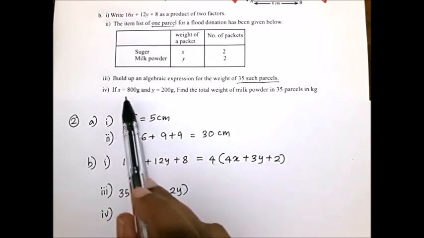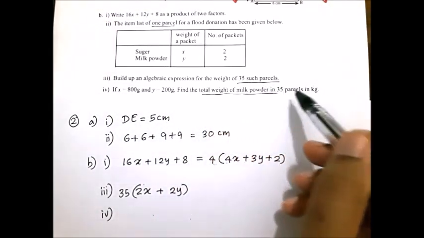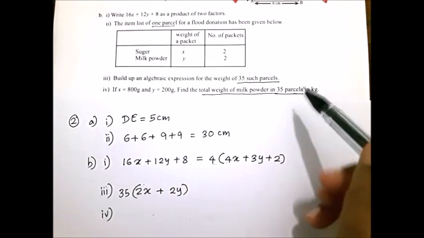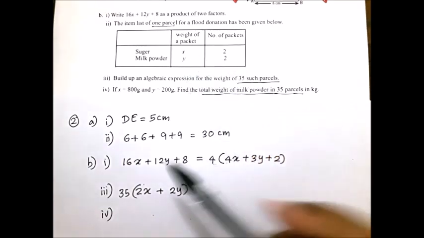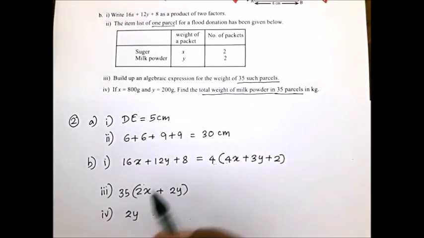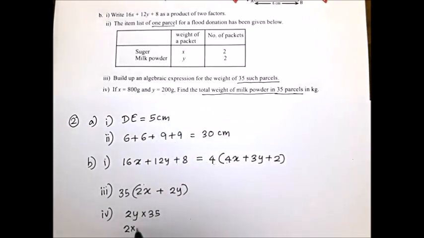Look at the fourth one. If x is 800, y is 200 gram, find the total weight of milk powder in 35 parcels. In one parcel there are 2 packets of milk powder, 2y. This is the weight of milk powder in one parcel. There are 35 parcels, so multiply by 35. Substitute 200 gram for y. 2 multiplied by 200. Then multiply by 35.